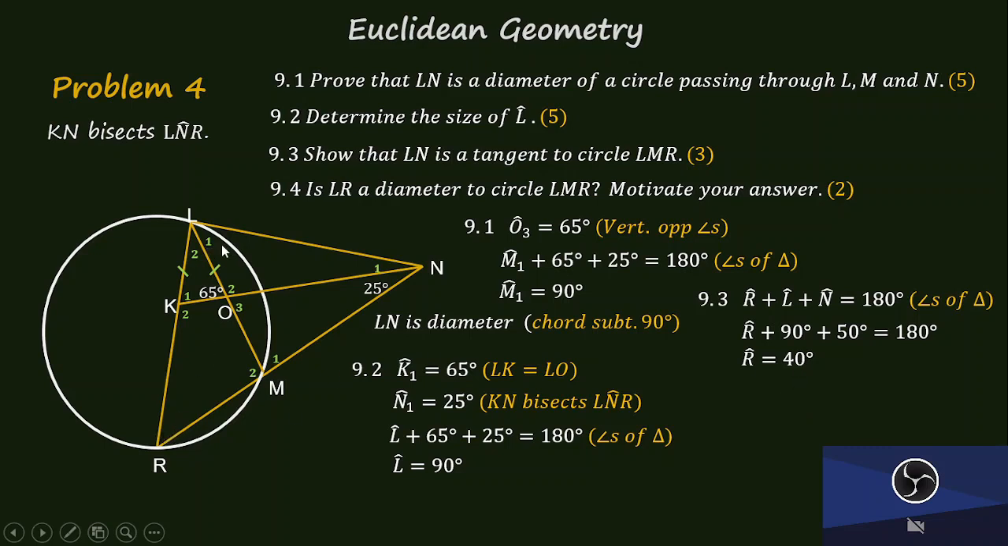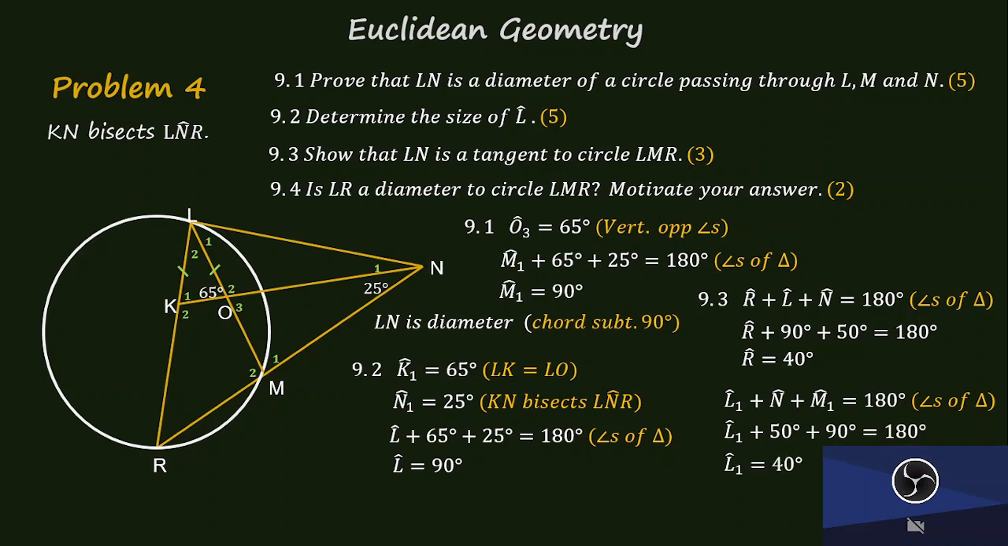Now we need to find the value of L1. Right? How do we find the value of L1? Look at the triangle LMN. See how I just use the properties of triangles to solve these problems, right? The sum of angles of a triangle. So you look at the triangle LMN. I have N is 50 degrees. I have M1 is 90 degrees. Remember, we have proven that here, right? And then this is 50 because it's 25 plus 25. Then we can find L1 in that case, right? Using the sum of angles of a triangle, and then L1 is 40.